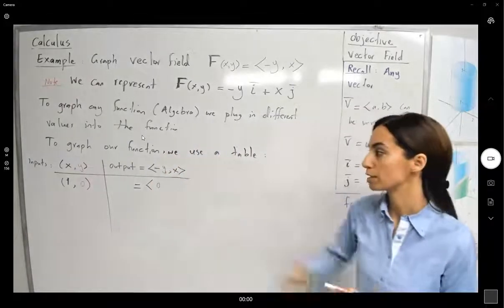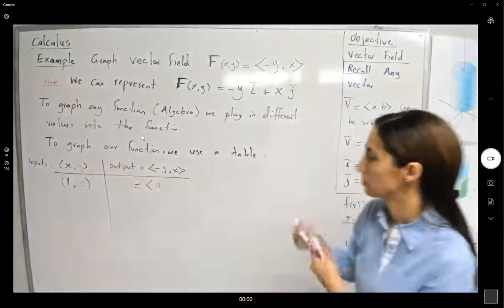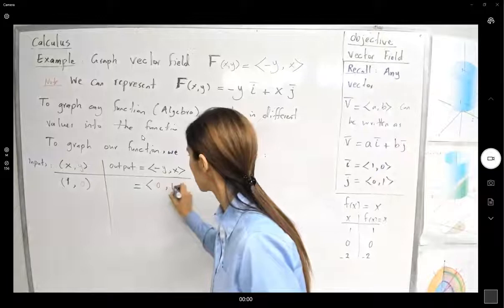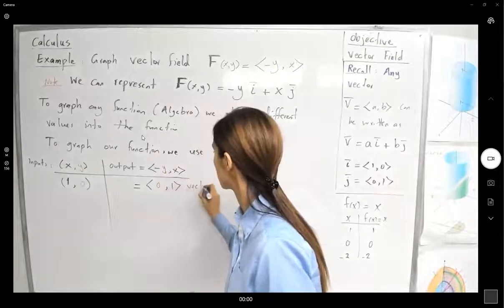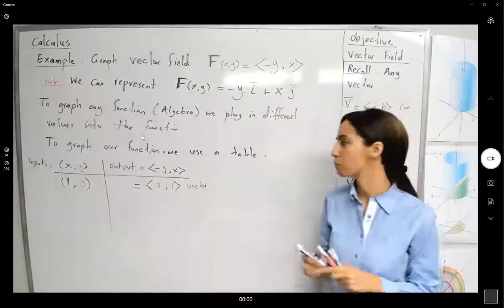What about the second component? The second component is x. What is my x? X is 1. So let's just write this down, which is a vector. It means that I have to graph a vector here.